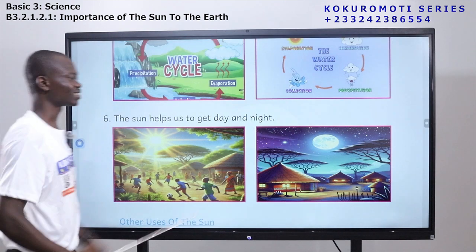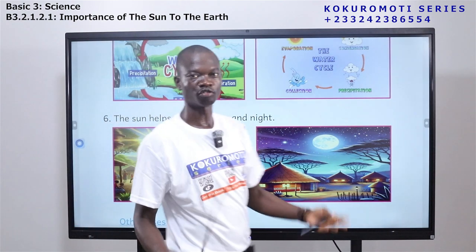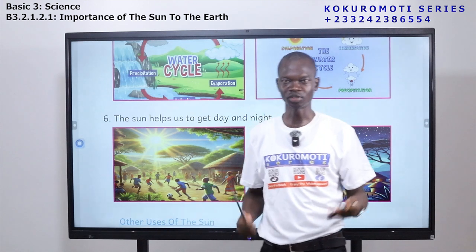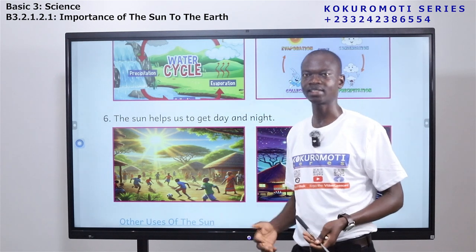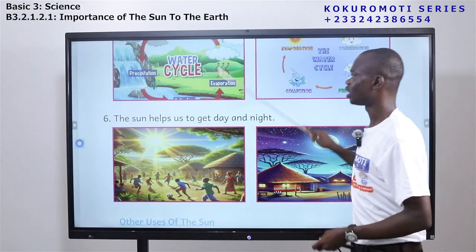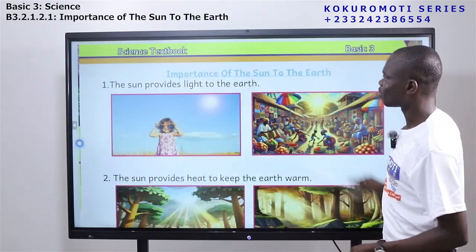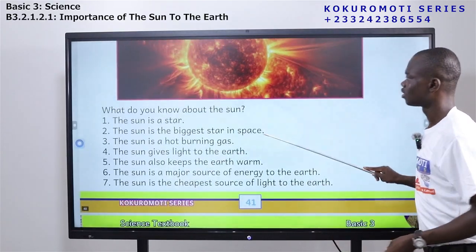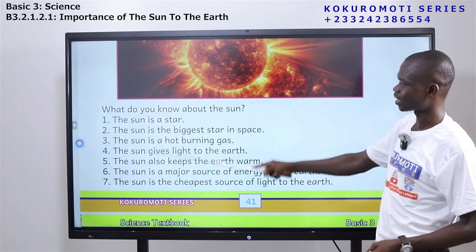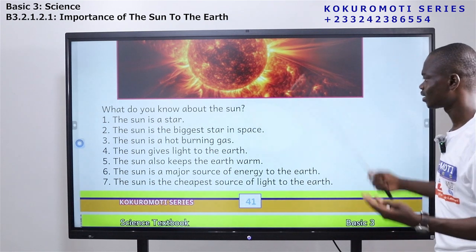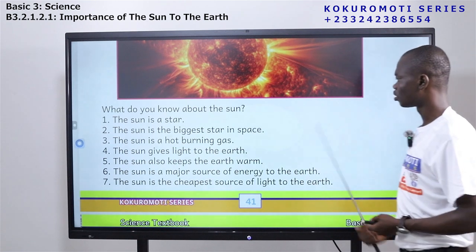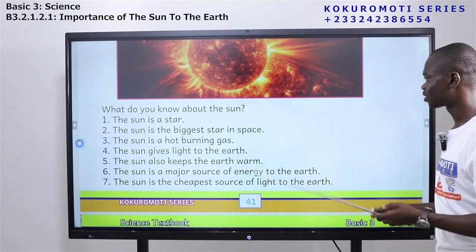So we have looked at 6 importance of what? The sun. 6 importance of the sun. I believe you can recall. If you are asked to write 6 importance of the sun, you should be able to tell. And if you are also asked to write some factual statements about the sun, you should be able to tell that the sun is a star, is the biggest object, it's like a burning gas. The sun gives light to earth.